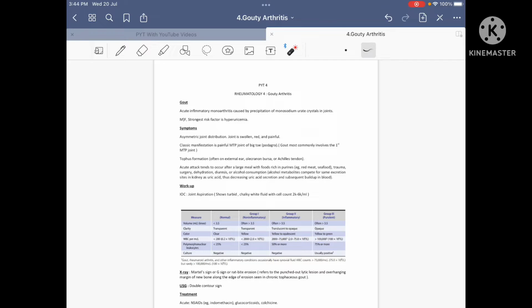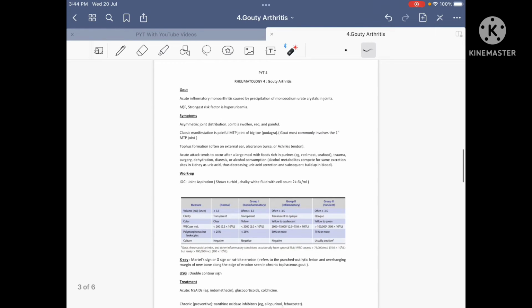Classic manifestation is painful MTP joint of the big toe. Also, it is the most commonly affected joint in gout. There will be tophus formation, and an acute attack tends to occur after a large meal with foods rich in purine, or trauma, surgery, dehydration, diuresis or alcohol consumption.